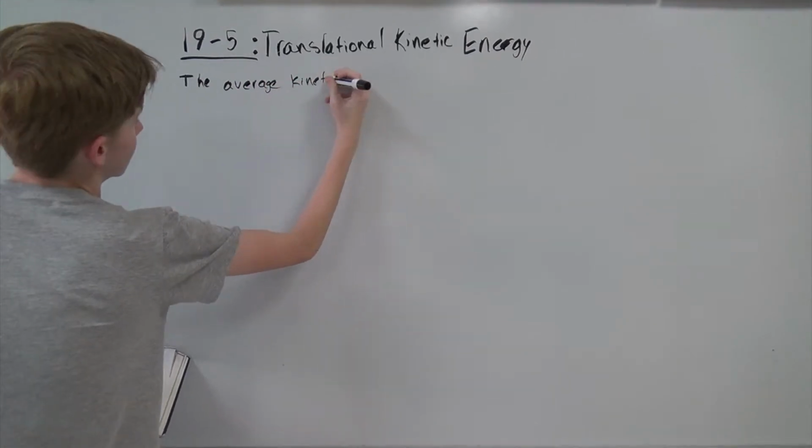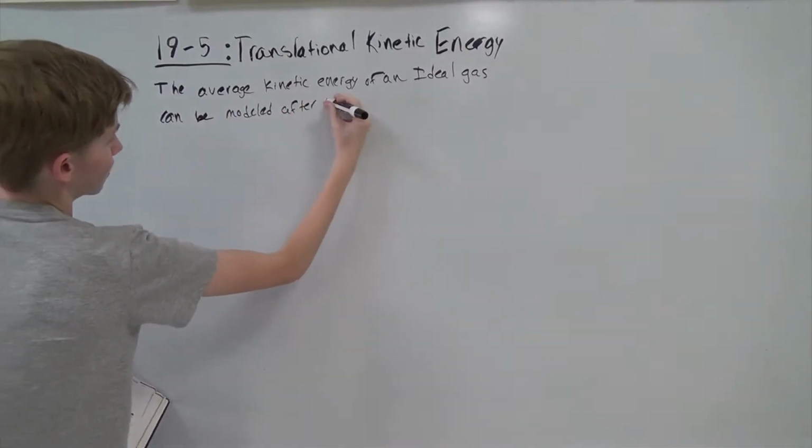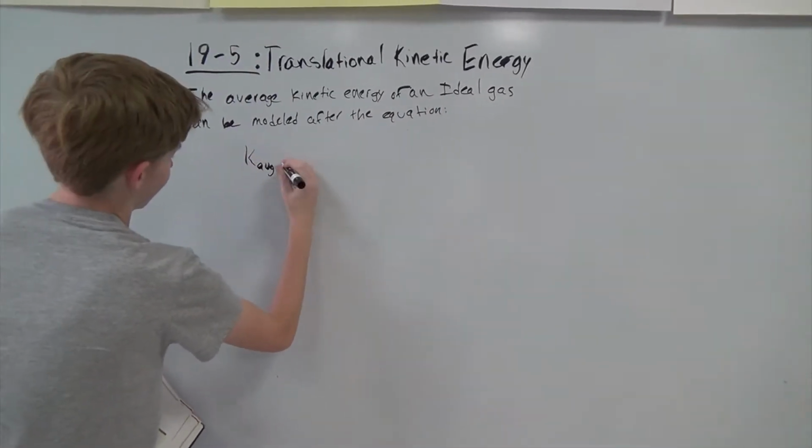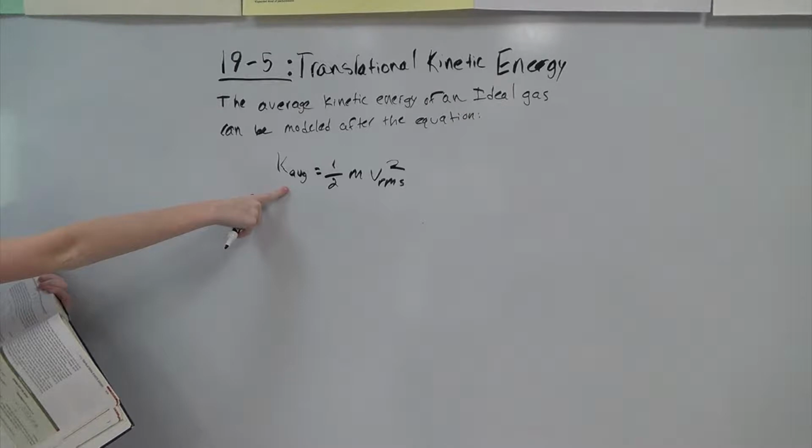Today we'll be learning about Chapter 19.5, Translational Kinetic Energy of an Ideal Gas. The average kinetic energy of an ideal gas can be modeled after the equation K average equals 1/2 m v squared. This equation should look familiar to us. K is the average kinetic energy of the ideal gas, 1/2 m is the mass of the molecule, and v RMS is the root mean square speed of the gas.